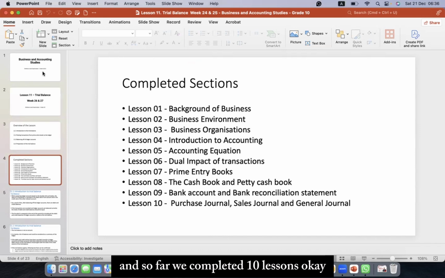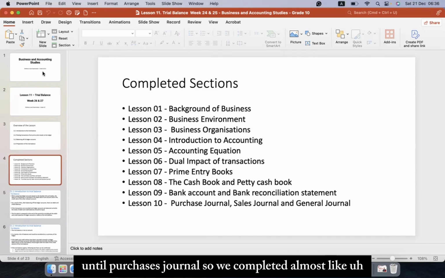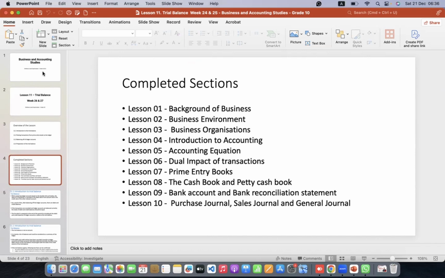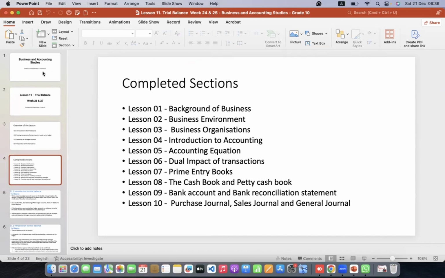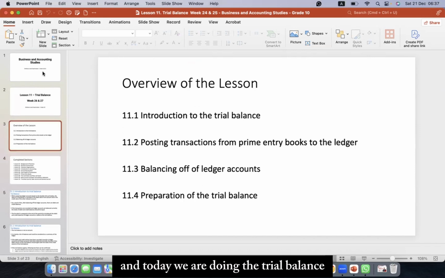And so far we completed 10 lessons, starting from the background of business until purchases journal. So we completed almost 7 accounting lessons from introduction to accounting. And today we are doing the trial balance.